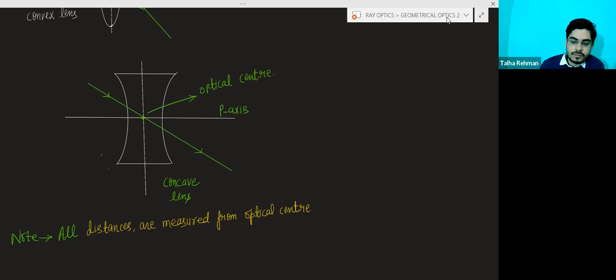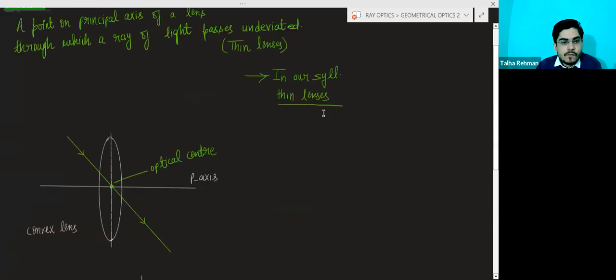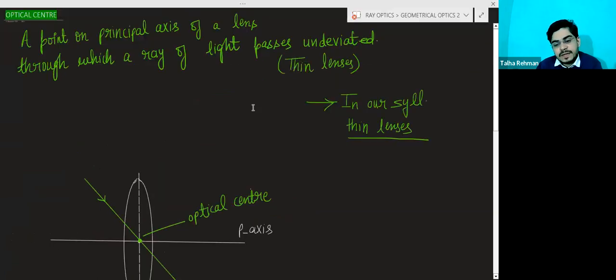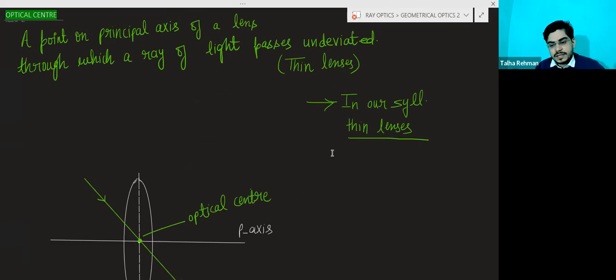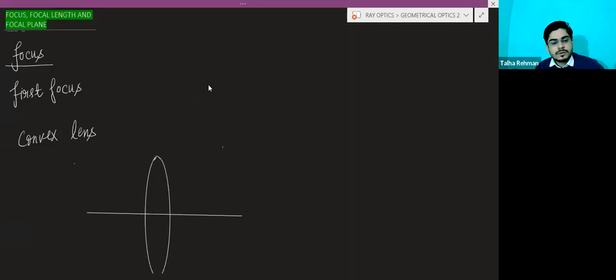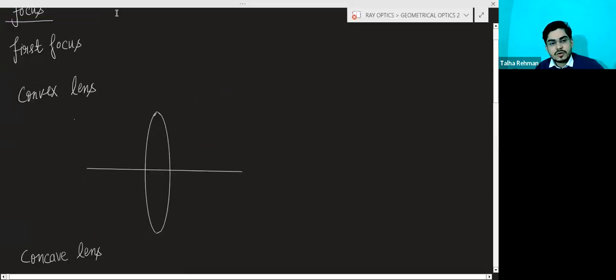Okay. So after this, now we will define the focus of the lens. In case of the mirror, there is only one focus. But in case of a lens, there are two focuses, or you can say foci. So this is a concave convex lens. This is a convex lens.